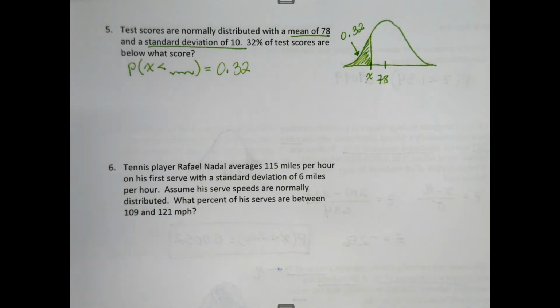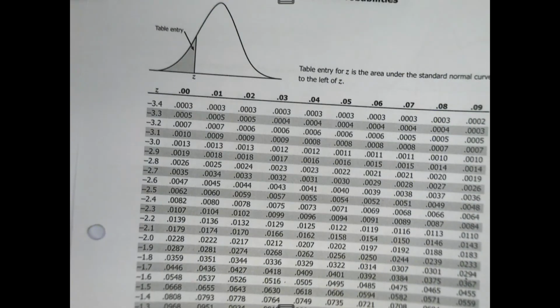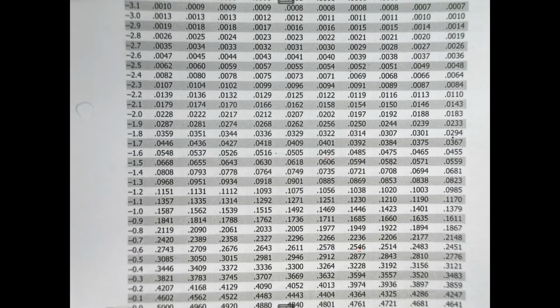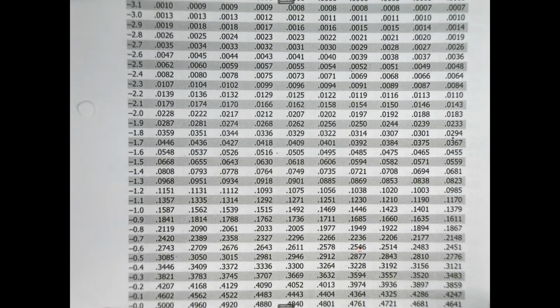We're going to look in the body of the table and try to find the closest value to 0.32. Looking in the body of the table, towards the bottom we get towards 0.3. We need the closest to 0.32. I see 0.3192 and 0.3228. 0.32 lies between these two values.